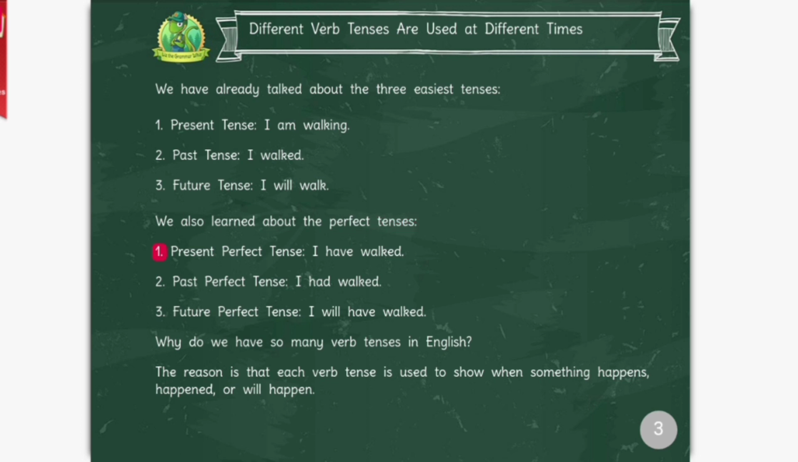1. Present perfect tense. I have walked. 2. Past perfect tense. I had walked. 3. Future perfect tense. I will have walked. Why do we have so many verb tenses in English? The reason is that each verb tense is used to show when something happens, happened, or will happen.